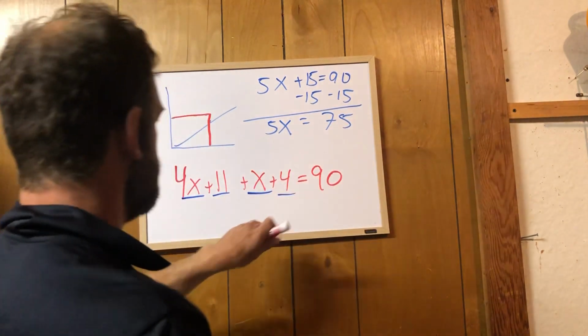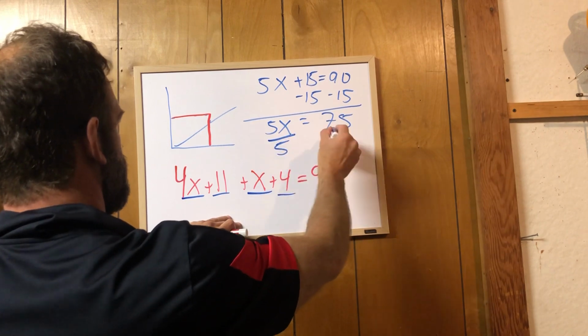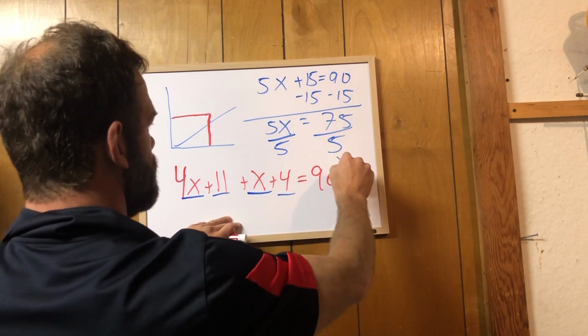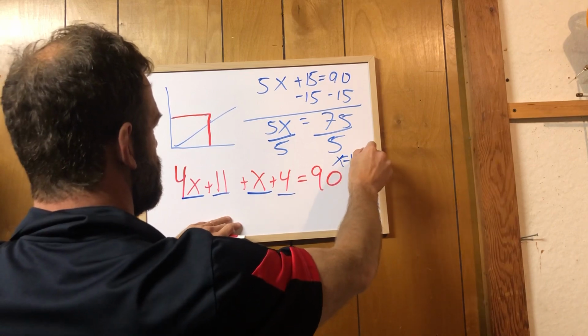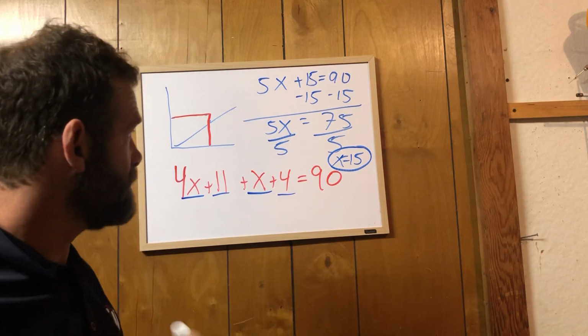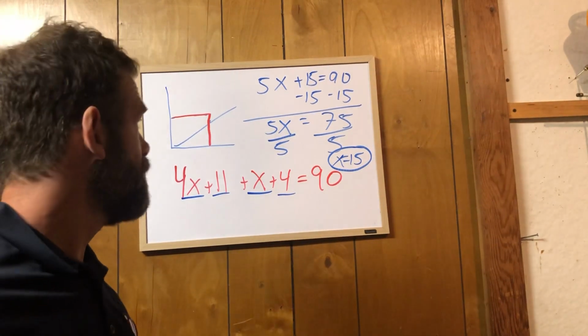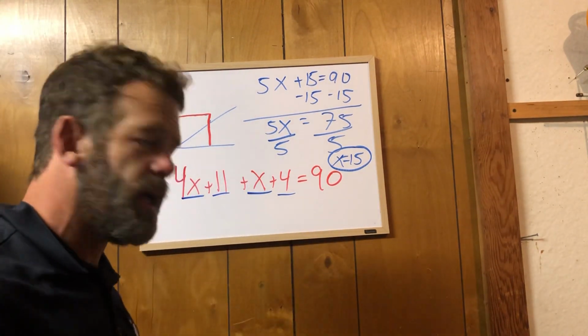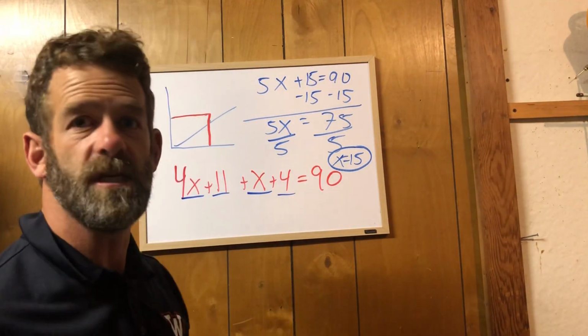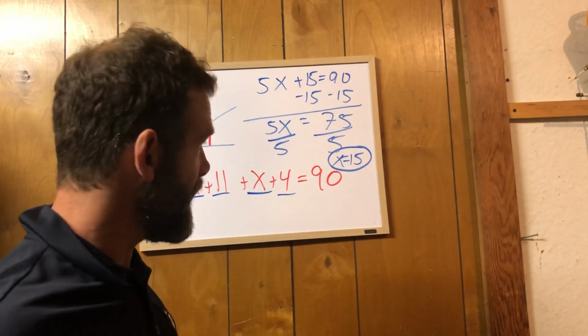And divide both sides by 5 to get 15. x is equal to 15. All right, so that's what x is equal to. But the question is, what is each individual angle equal? It's not asking for x sometimes. You have to read the question. Sometimes it's going to ask you for what x is.